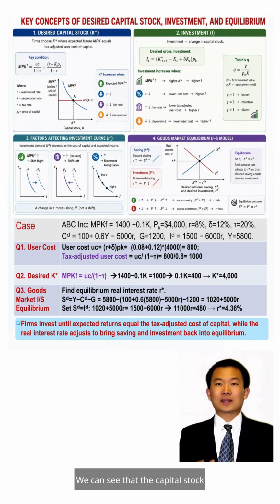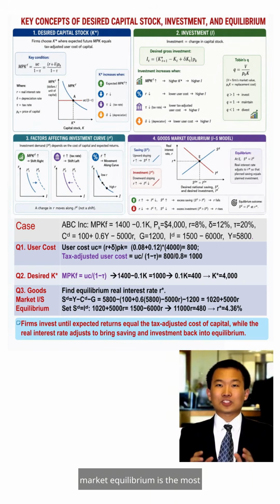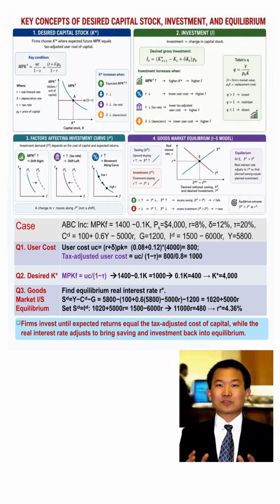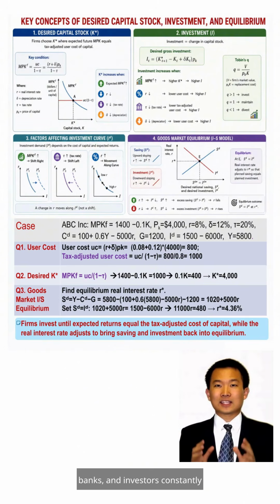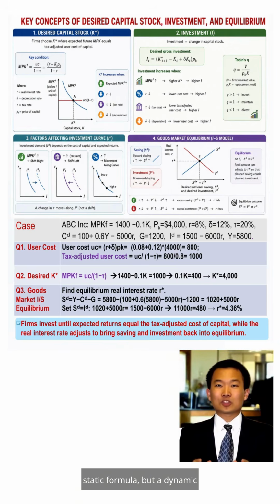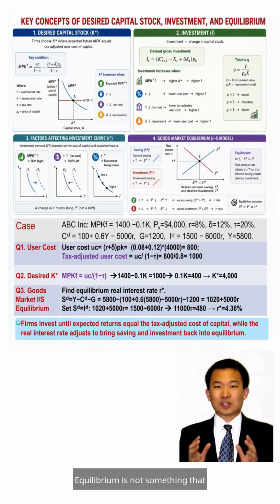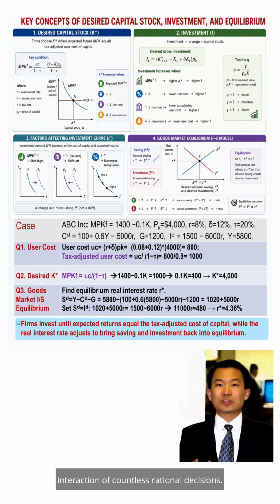We can see that the capital stock determines future production capacity, investment determines the direction of economic growth, and the real interest rate under goods market equilibrium is the most crucial coordinating mechanism for the entire economy to find balance. Countless businesses, households, banks, and investors constantly adjust their decisions based on the interest rate as a price signal. In the end, the economy is never a static formula, but a dynamic system that continuously self-adjusts through incentives, expectations, and prices. Equilibrium is not something that is designed, but rather the natural result formed through the interaction of countless rational decisions.